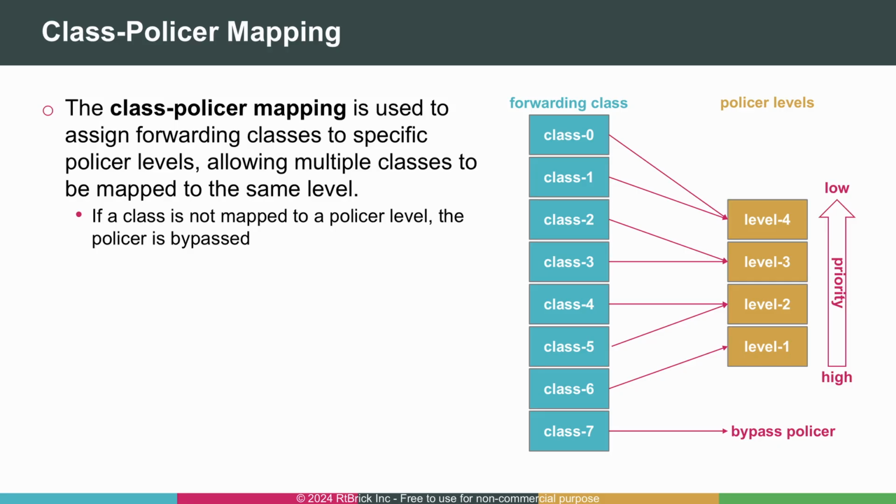With class policer mapping, you can assign any class to any supported policer level. You can even map multiple classes to the same level if necessary. If a class is not explicitly assigned to a policer level, it bypasses policing entirely, meaning it is not subject to any rate limiting or priority-based modifications.